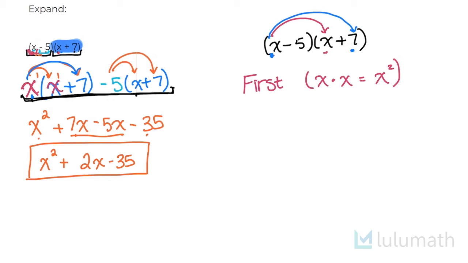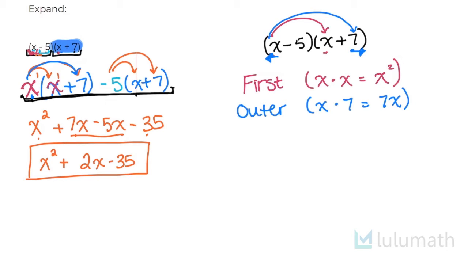Now if you notice, this x is the outermost term on the left side, and this 7 is the outermost term on the right side. So I'm multiplying my outer terms. So I would multiply x by 7, and x times 7 is simply 7x.